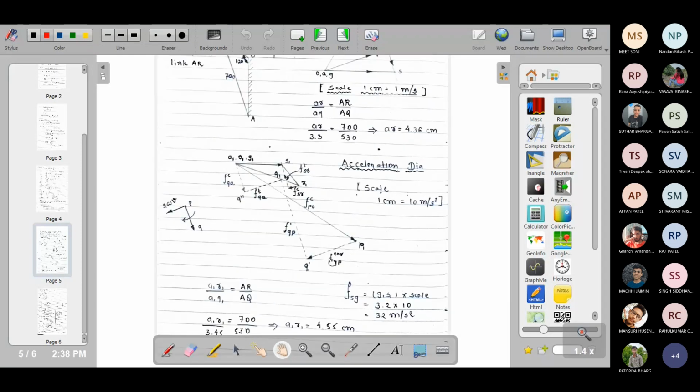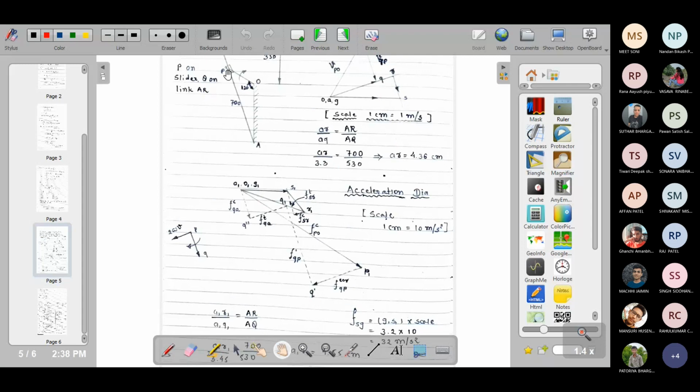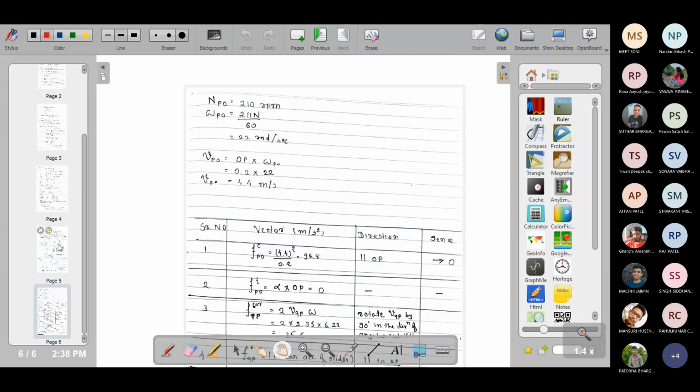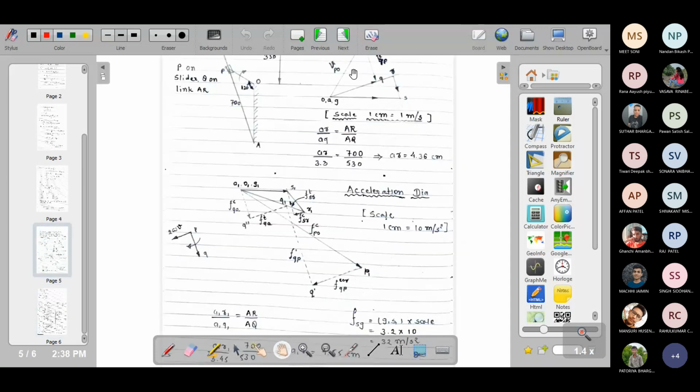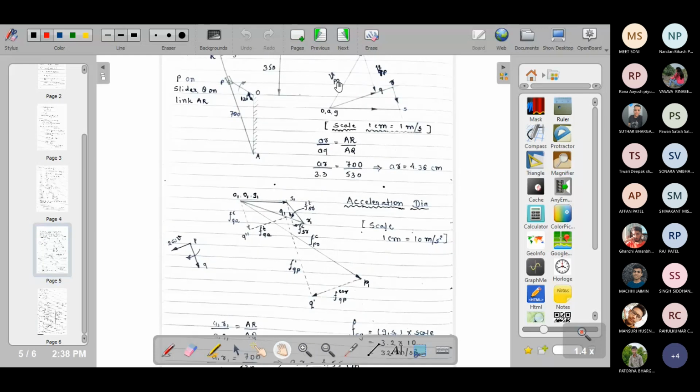I am interested in finding the acceleration of point P with respect to O. It has two components: a tangential component and a radial component. The tangential component, alpha, is not given, which means it is 0. And how will you find the radial component? It is V square by R, that is, V PO square divided by OP. Is this clear? First component.